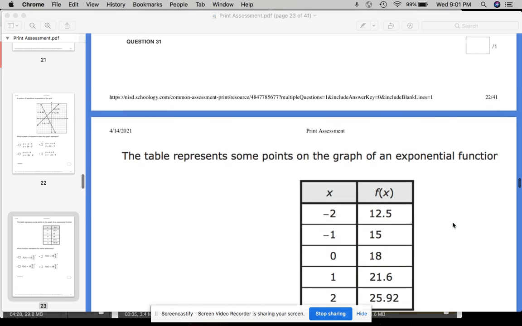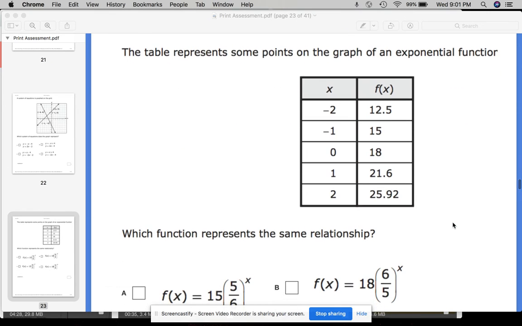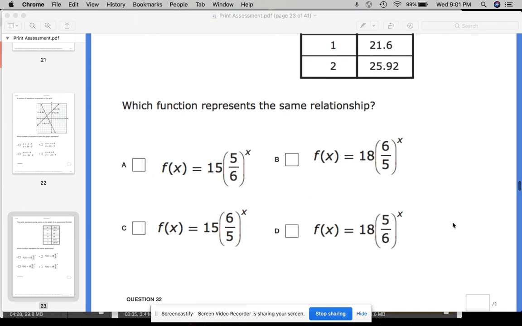Question 31. The table represents some points on the graph of an exponential function. X: negative 2, negative 1, 0, 1, 2. F of x: 12.5, 15, 18, 21.6, 25.92. Which function represents the same relationship?